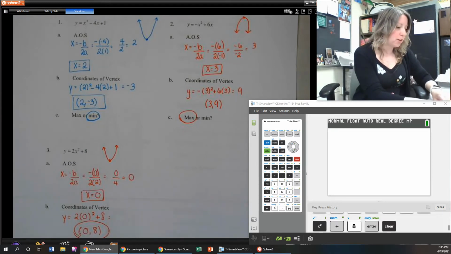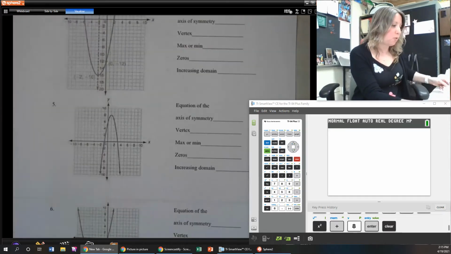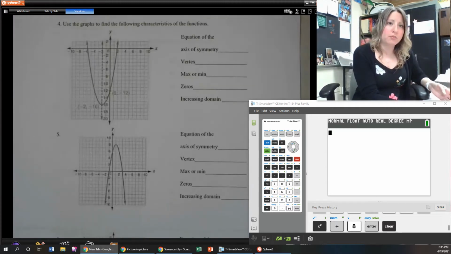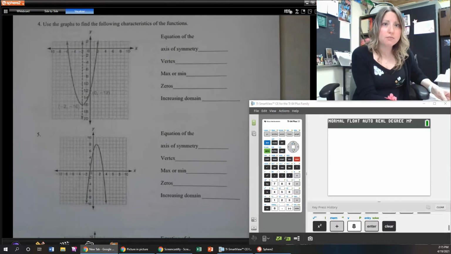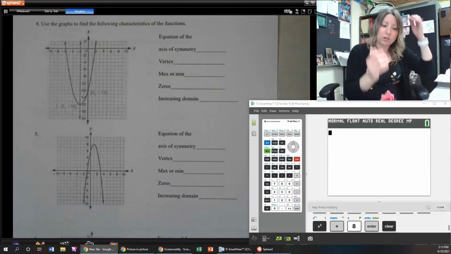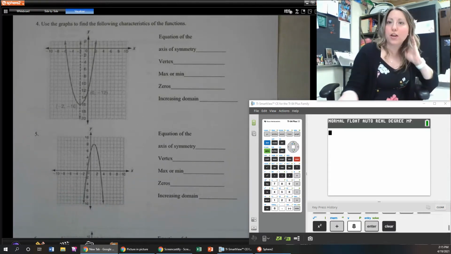All right, moving forward. Let's look at the next type of question where you're given a graph and we need to state the characteristics given a graph that's already done for you. So points plotted in the whole thing.